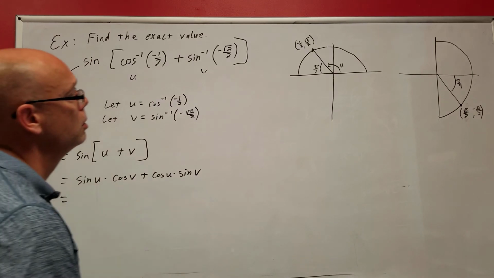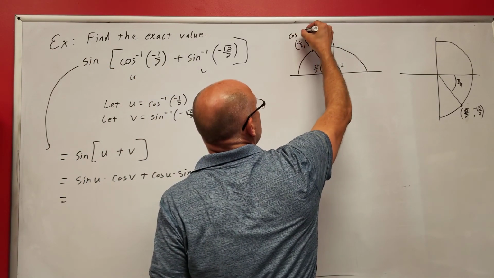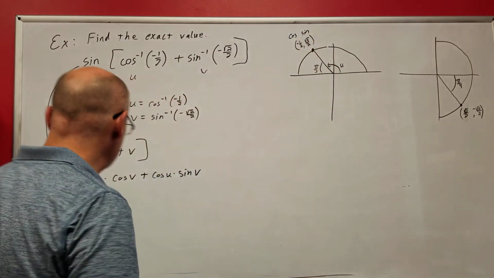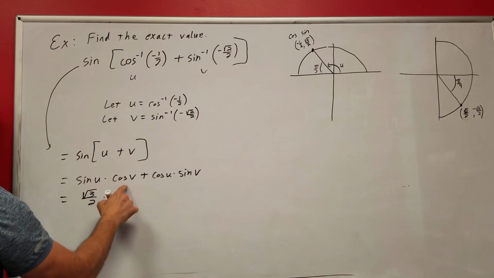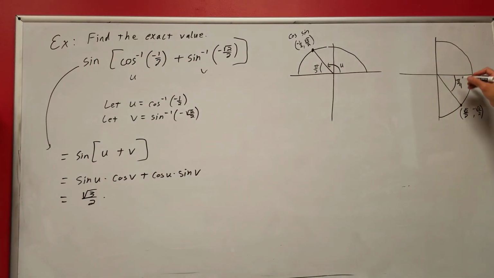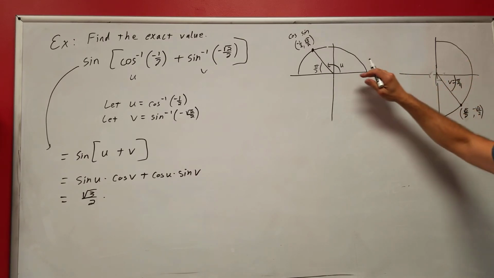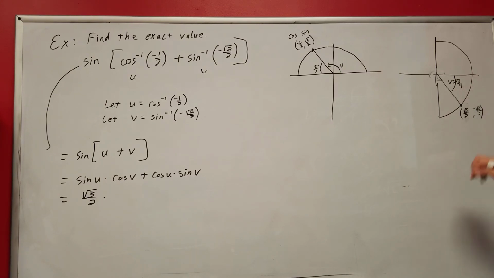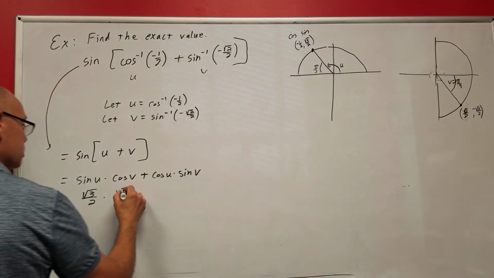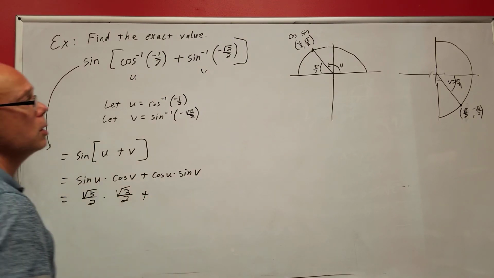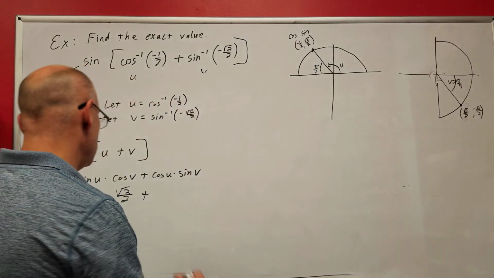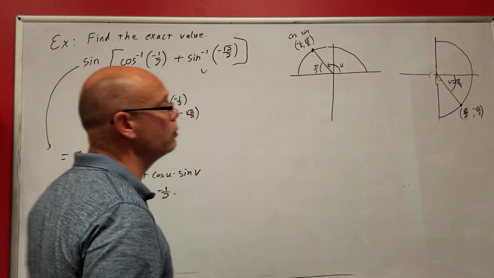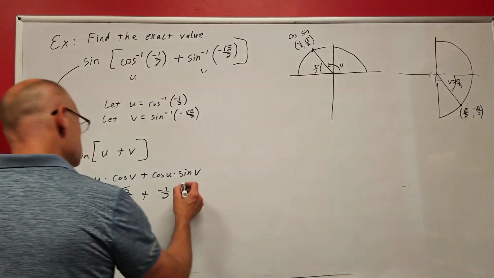What's the sine of u? Go to angle u. Remember, this is cosine and this is sine, so what's the sine of angle u? √3/2, right? Times the cosine of v. Here was angle v right here, right? Technically, that's angle v. All right, so what is the cosine of angle v? √2/2. Plus the cosine of angle u. Look at angle u. What is the cosine of it? -1/2 times what's the sine of angle v? Sine of angle v is what? -√2/2.